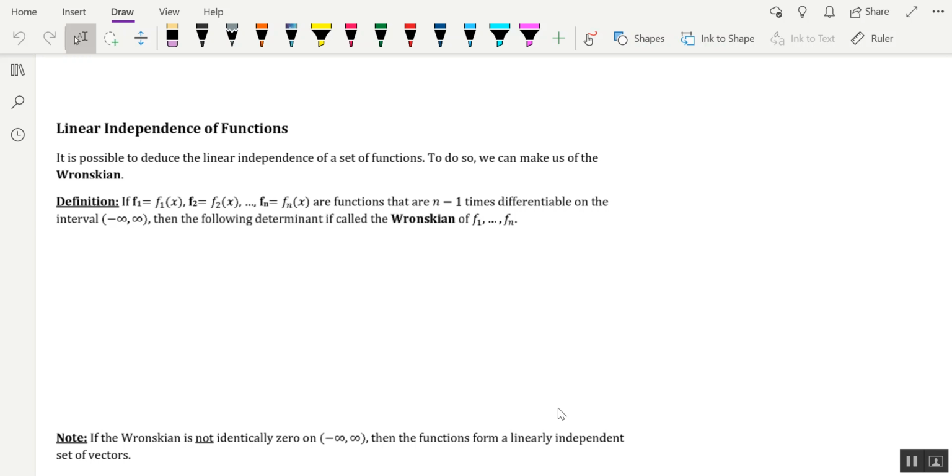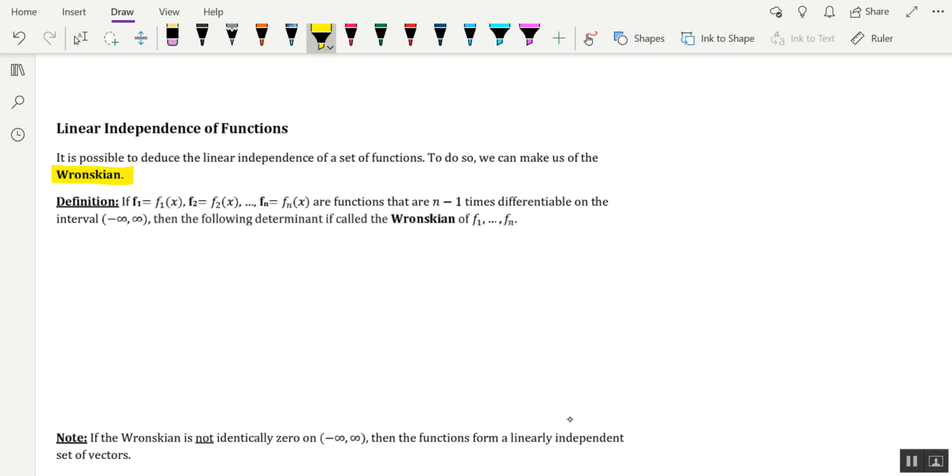So, how would we be able to deduce whether or not a set of those types of functions is linearly independent? Well, it turns out that you'll need something called the Wronskian, and the Wronskian is a function that is the result of evaluating a determinant. So let's go ahead and get to the definition of it.